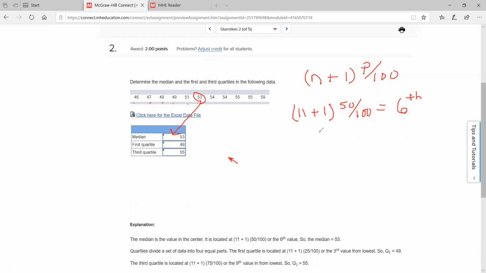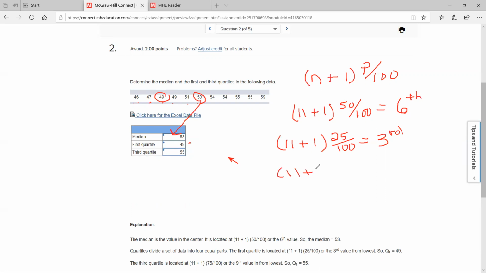The first quartile is also the 25th percentile. So you'd go 11 plus 1, n plus 1 times 25 over 100 to find our place of position. When you do that, you're going to get 3. That's your 3rd position. So you just have to count 1, 2, 3. It looks like that's going to be 49. That's your first quartile. And your 3rd quartile is your 75th percentile.